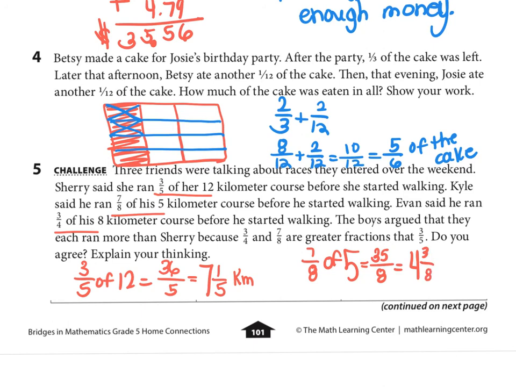And then lastly, 3/4 of 8, which is 24/4, which is the same as 6 kilometers ran. So Evan ran 6, Kyle ran 4 and 3/8 kilometers, and Sherry ran 7 and 1/5 kilometers. So do you agree that the boys ran more? No. The correct answer would be no, I don't agree, because Sherry ran more kilometers than the boys. And that's all for today.